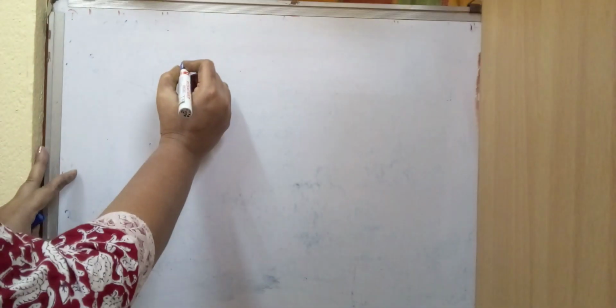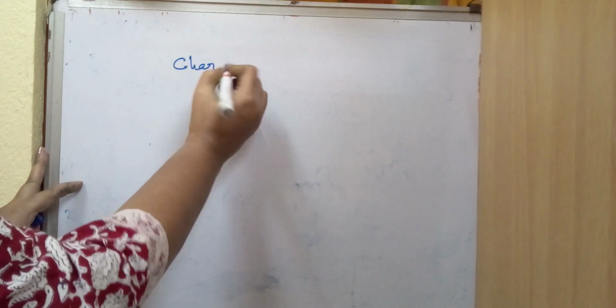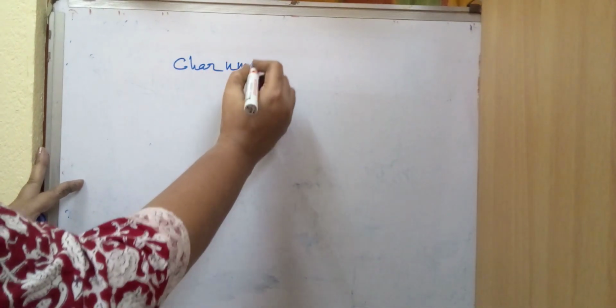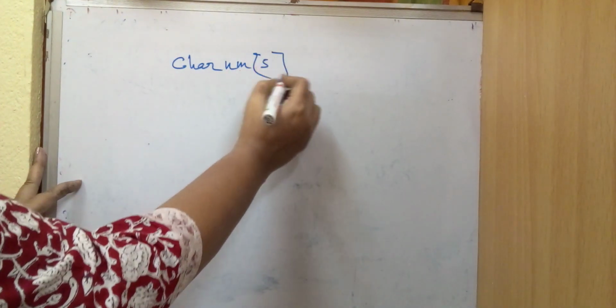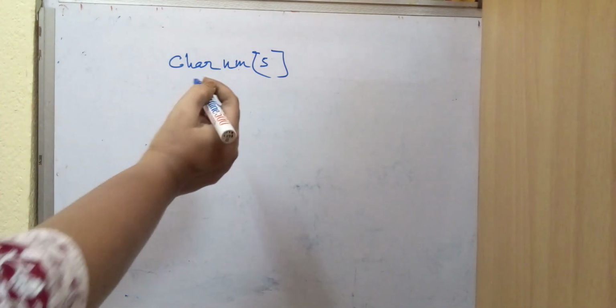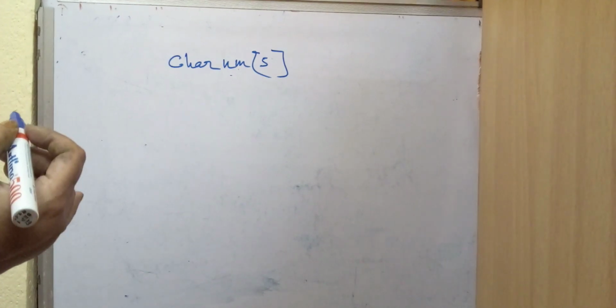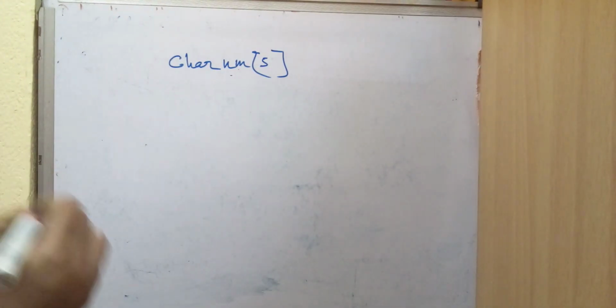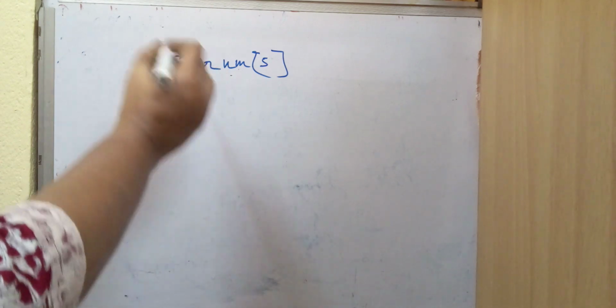In my last video, I explained what an array is and how to define it with a small example. Now I am showing some examples of array definition. Like here, nm is the array and its size is 5, and nm is a character type of array.